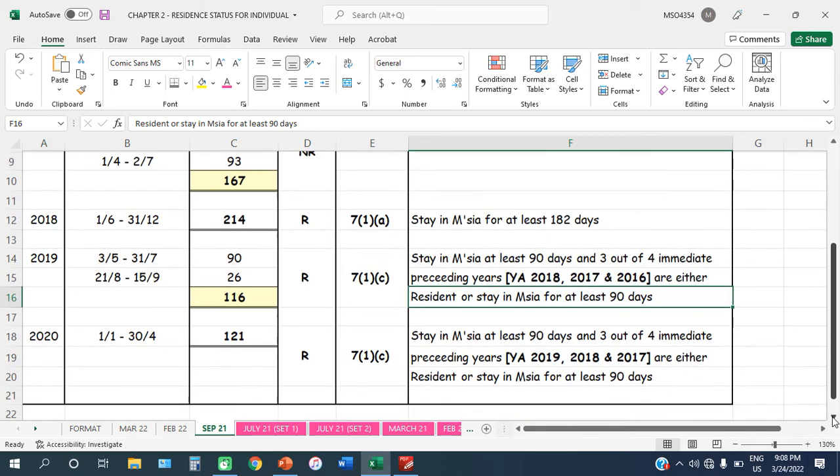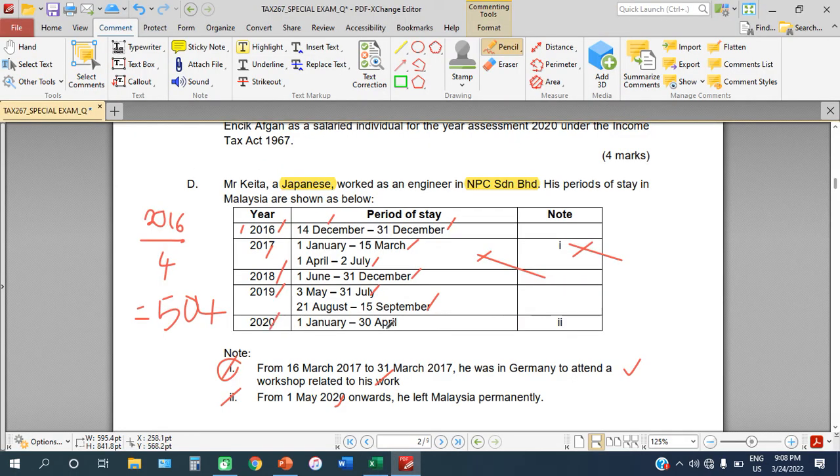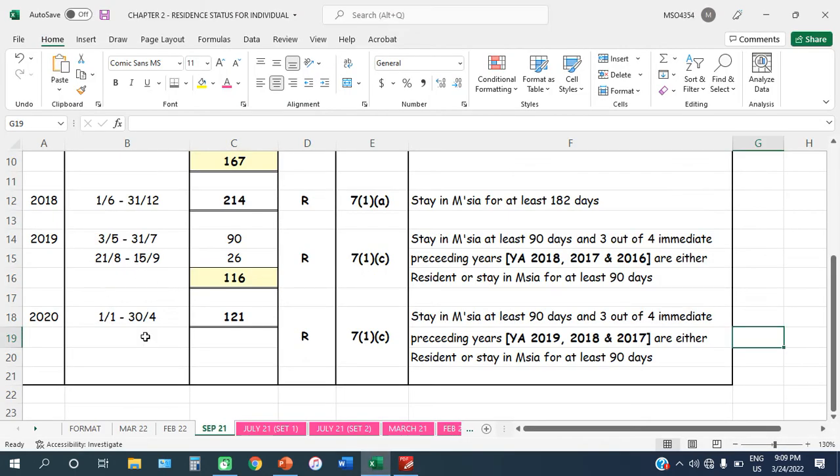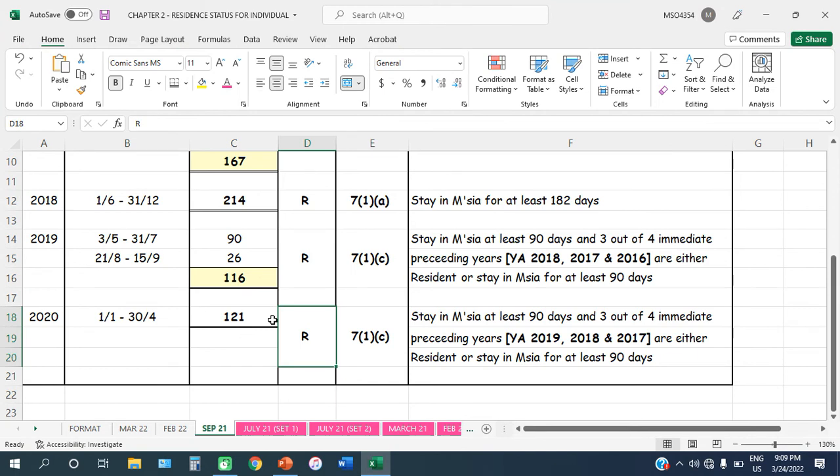Okay, so we have done with 2019. Okay, next, 2020. Okay, the last one, guys. 1st January until 30 April. Okay, we got here. That's it, right? Because 1st May 2020 onward left Malaysia permanently. Okay. So, how many days? Be careful, guys. 2020 is a leap year. February 29. Okay. So this one starts from first. Okay, 31 days January plus 29 February, March 31, April until 30. So I got here 121 days.